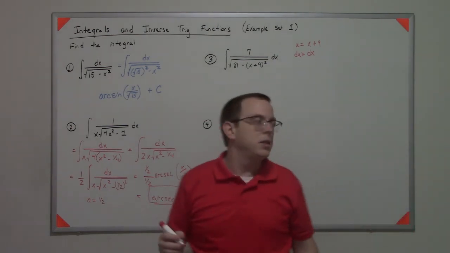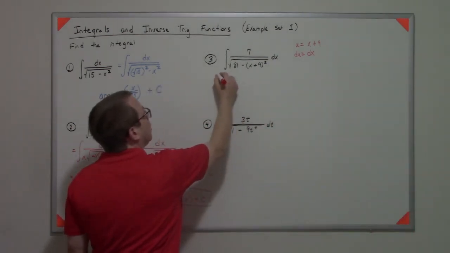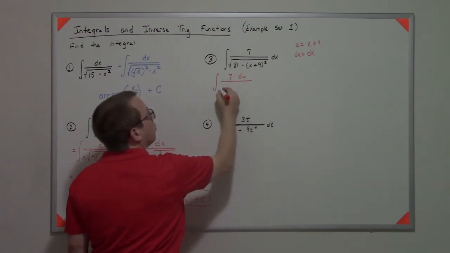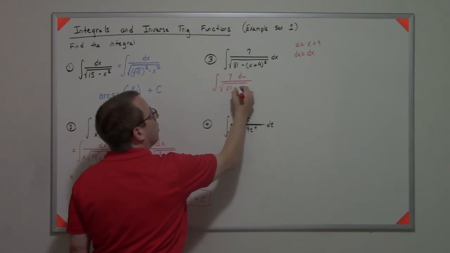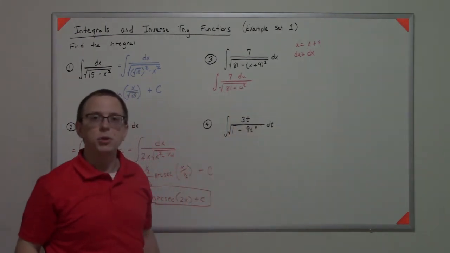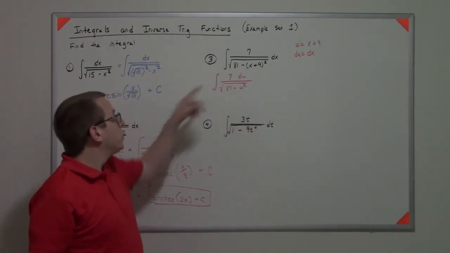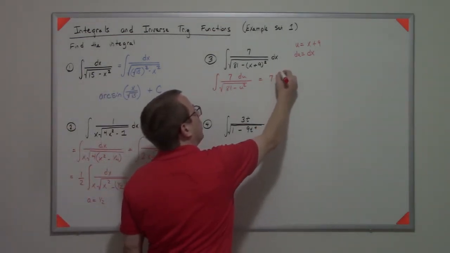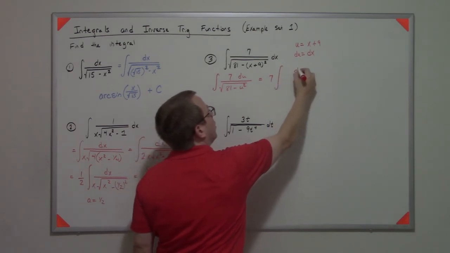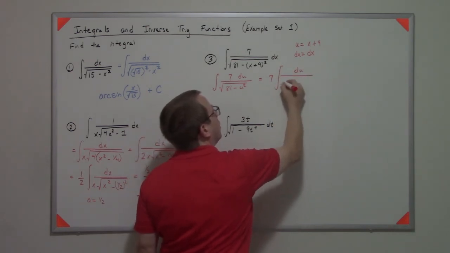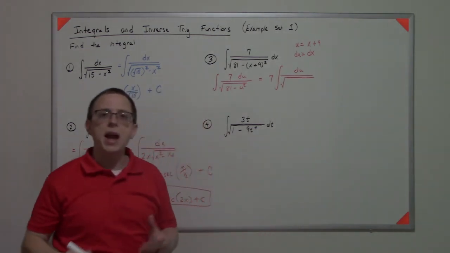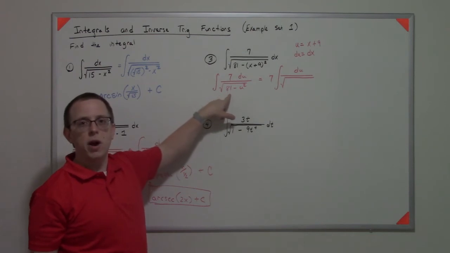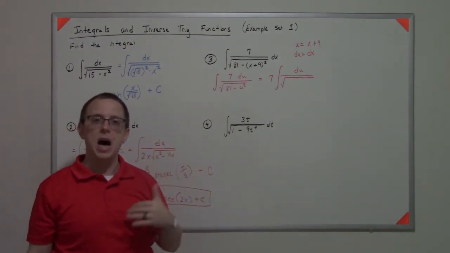So I'm going to get 7 du over the square root of 81 minus u squared. The 7 we don't really need, we can pull that out front. And we have 81 minus u squared. Well, our template says that it's got to be something squared here, so we're going to rewrite 81 as 9 squared.